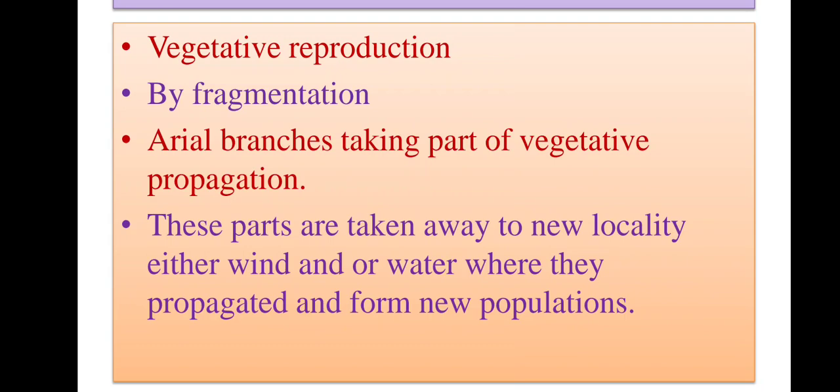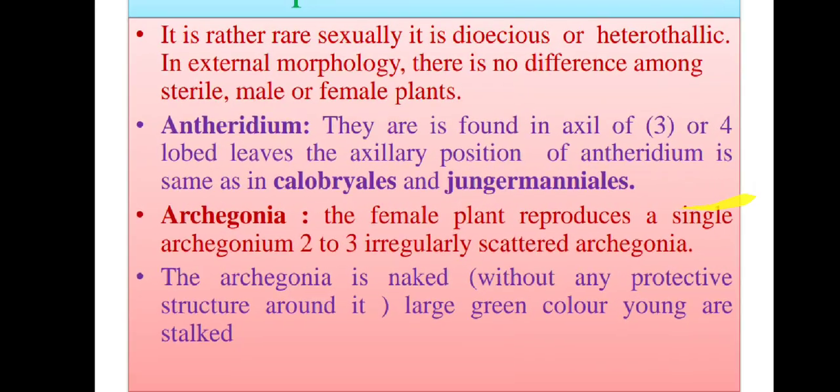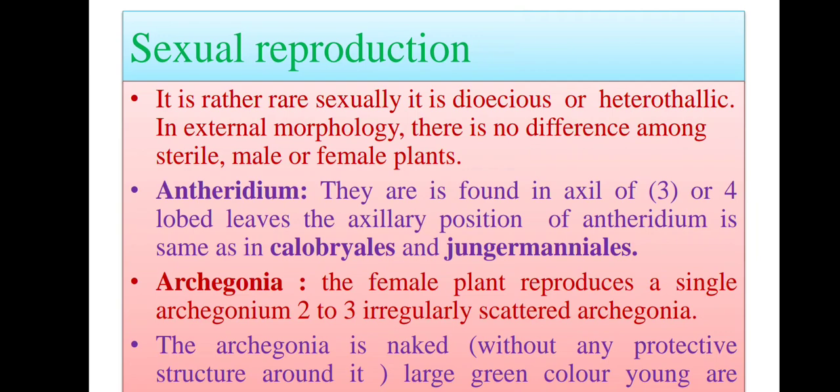Fragmentation, as well as the taking of aerial branches, is part of the vegetative propagation, and this happens through wind, water, through the new populations and from the new population. Okay, next part is sexual reproduction.